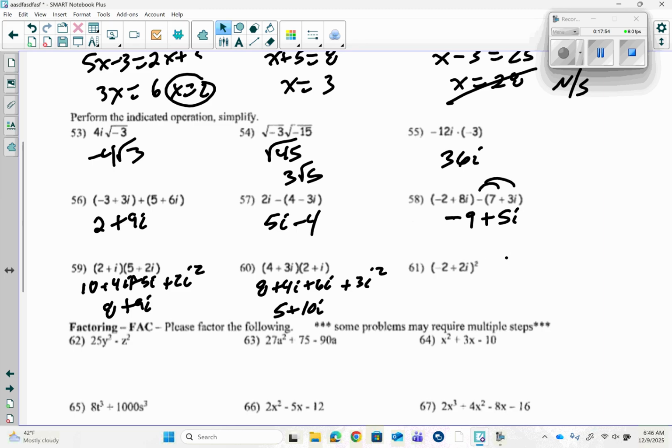This one, if I FOIL it out, I have this twice. So I'm going to get 4. Outside is -4i, inside is -4i, and last is going to be 4i squared. 4i squared is going to be -4, so 4 minus 4, those cancel. So I just get -8i.